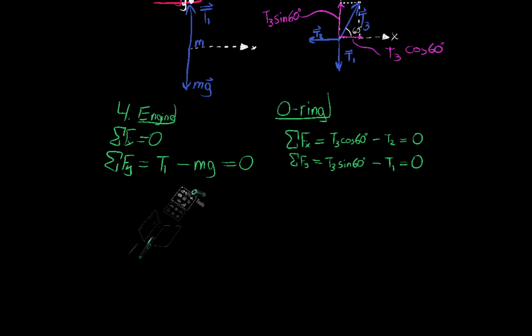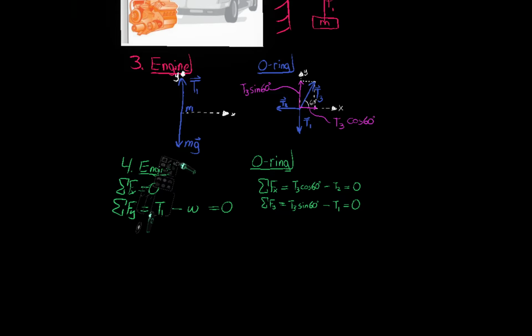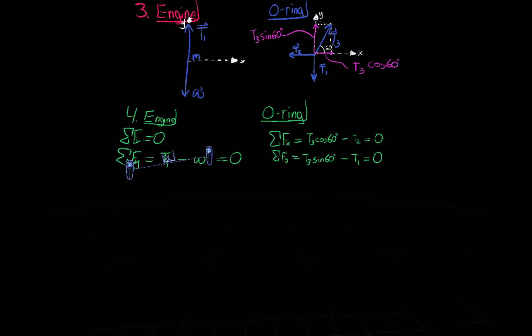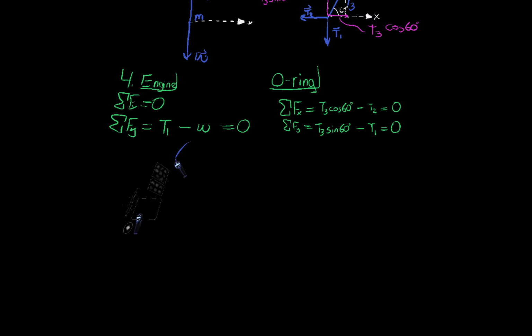So I guess here, we don't even need mg because we want it in terms of the weight. So I'll leave it as w. I should have left it as w up here, because that's what we wanted in terms of. So we'll do that. Yeah? So there's our weight, and we have the rest of our equations.